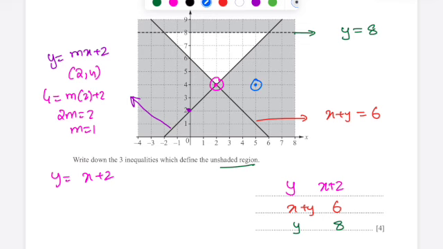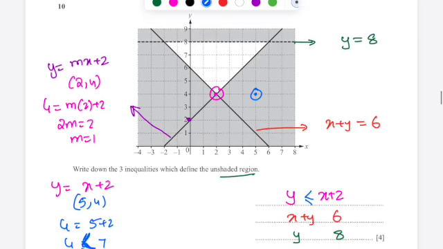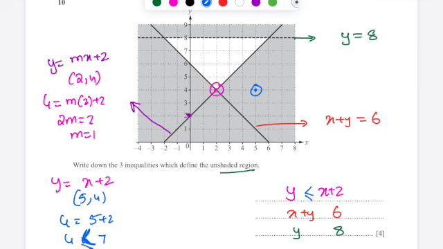Then this point is (5, 4). Substitute: 4 equals 5 plus 2, 4 is equal to 7. So 4 is less than or equal to. It is less than or equal to. So what is that? y is less than or equal to x plus 2. This part is y is less than or equal to x plus 2.